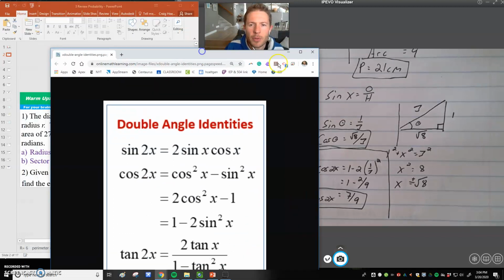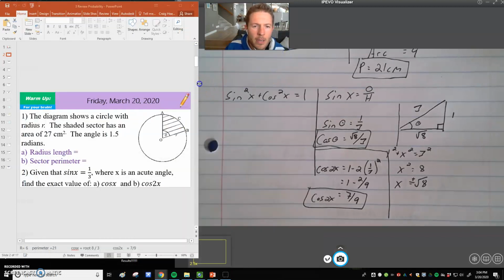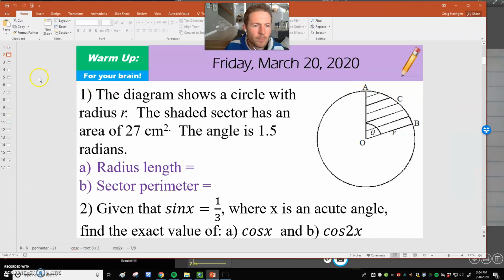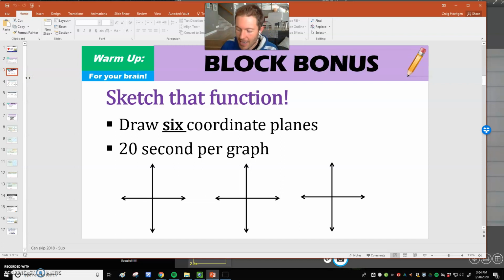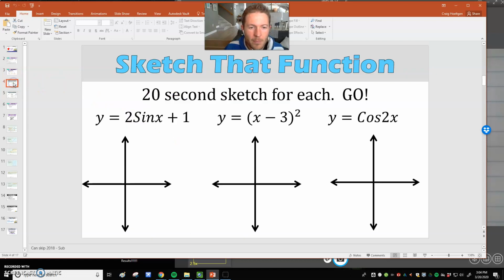Okay, let's put this away and move on. So from here, I was going to do everyone's favorite, the block bonus. How exciting. Again, this is all about giving you guys practice with what these functions look like. So I would encourage you, go ahead and make a couple coordinate planes and then give this a shot. So the first functions, let me just go ahead. Those are the 3 functions, and let's sketch those here in a second.